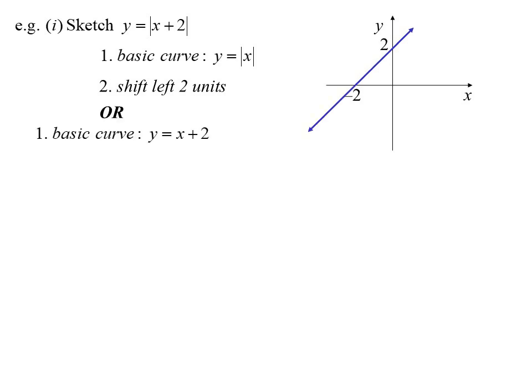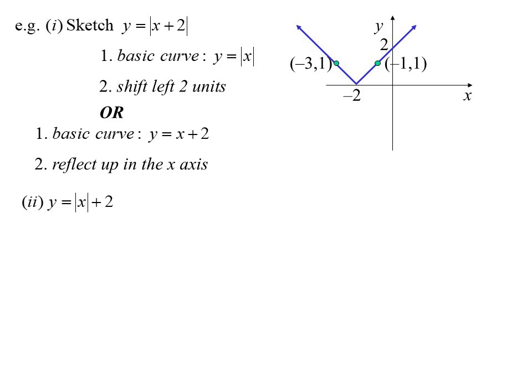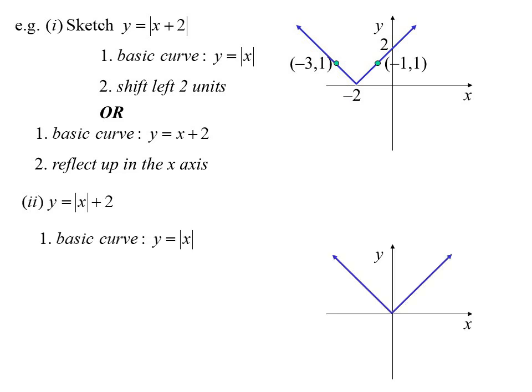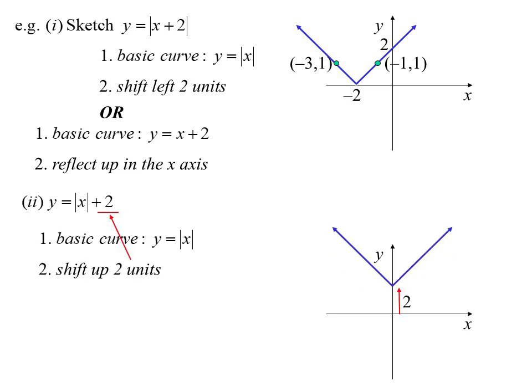Another way I could think about it is I could say, well, the basic curve is y equals x plus 2. And the bit below will get reflected above. I end up with the same picture. There are 2 different ways of thinking about how we construct that picture. Whereas this one, y equals the absolute value of x plus 2, again, I'll draw in the basic curve and I'll shift that up 2, because now it's not grouped with the x. And we end up there.